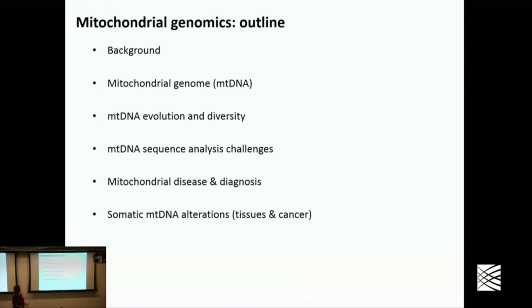Now I'll go into the genomics. I'll give you a history of mitochondria and then talk a lot about the human mitochondrial genome, then a little bit into how this evolved in eukaryotic evolution, some of the technical challenges of analyzing the mitochondrial genome because it's different from the nuclear genome, a big chunk on mitochondrial disease and how we diagnose it. And if there's time, end with somatic mitochondrial changes in tissues and in cancer. Any questions before we get started?